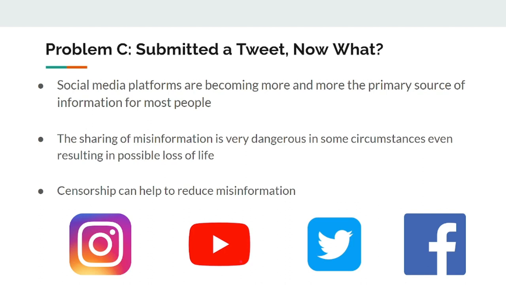Just to recap, Problem C discussed the use of misinformation and censorship over social media platforms. The reason this is important is because social media platforms are a primary source for information for most people, and the sharing of misinformation is very dangerous over these platforms, and censorship is one method that can help reduce misinformation.